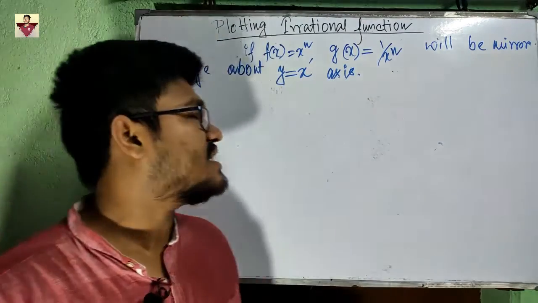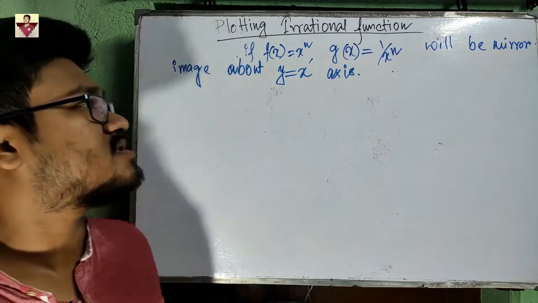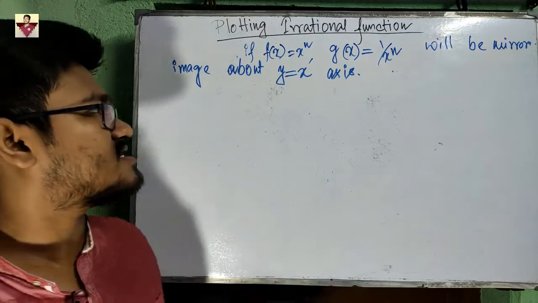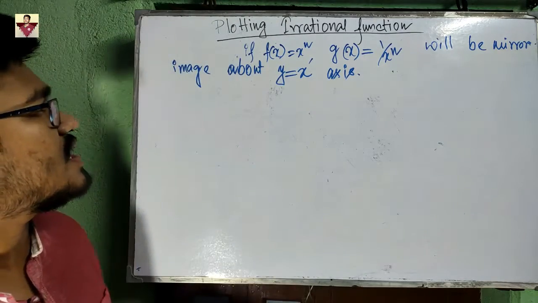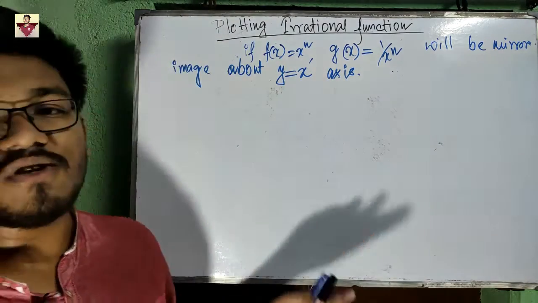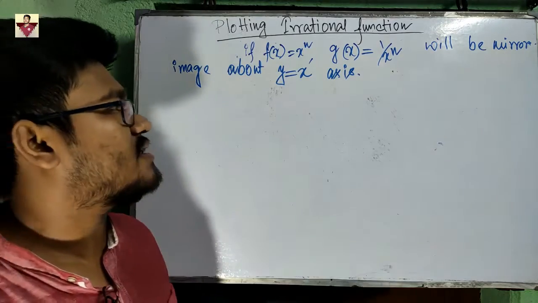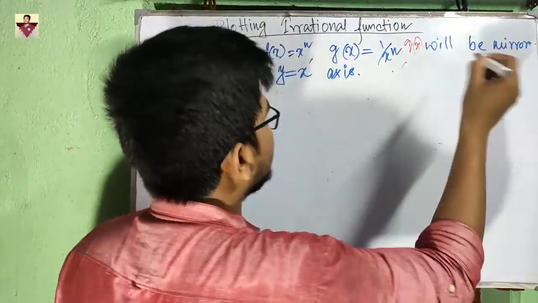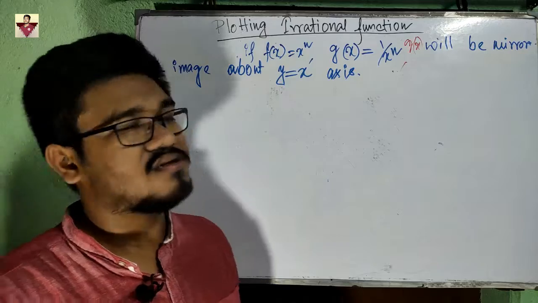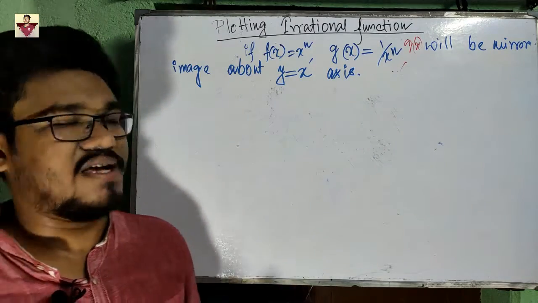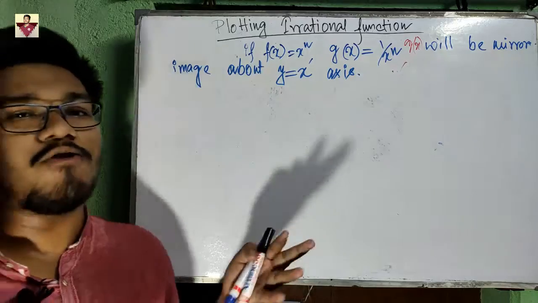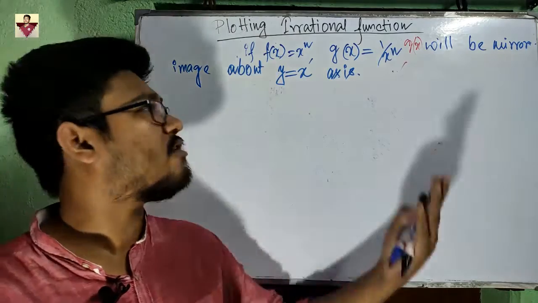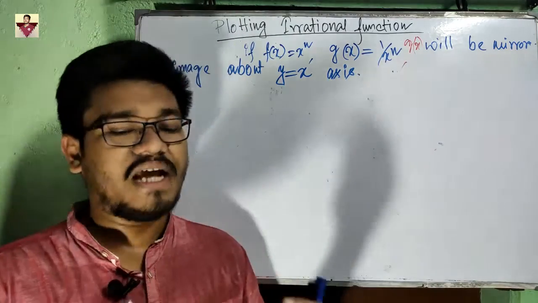Now let us plot some other functions like y equal to √x, y equal to 1 by x cube, y equal to 1 by x to the power 5. Before plotting all this, you need to remember one thing. If f(x) is x to the power n and g(x) is 1 by x to the power n, then g(x) will be the mirror image about y equal to x of the function f(x) equal to x to the power n. So if you know how to plot the function f(x) equal to x to the power n, then you can easily plot g(x) equal to 1 by x to the power n. So it will be the mirror image of f(x) about the y equal to x axis.